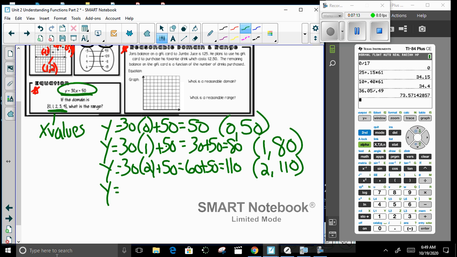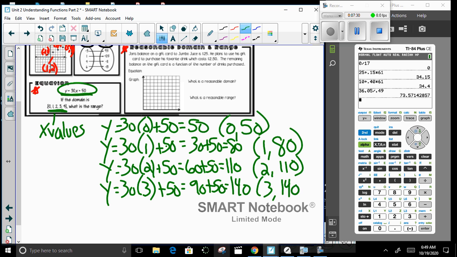Now I have an input of 3 and an input of 4. So let's input those. 30 times 3 is 90. 90 plus 50 is 140. So my input was 3, my output was 140. I'm going to show you another way on your calculator in 1 sec that you can do this. My last input is 4.